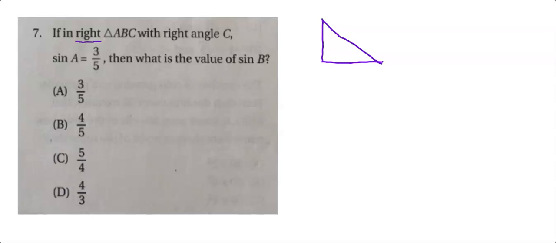Okay, that's my freehand sketch there. Right triangle means it has a right angle, so we're going to mark the right angle there. They tell you that the right angle is C and that the sine of A is 3 over 5. Now it doesn't matter if we put the A on top or the B on the bottom or switch them. So we're going to look at angle A, which is this one right here.